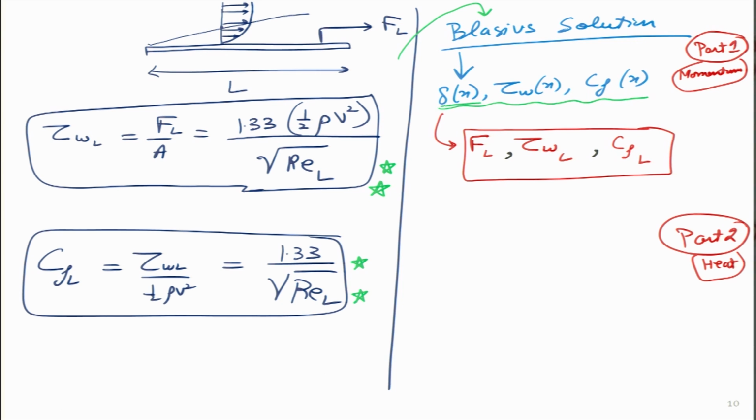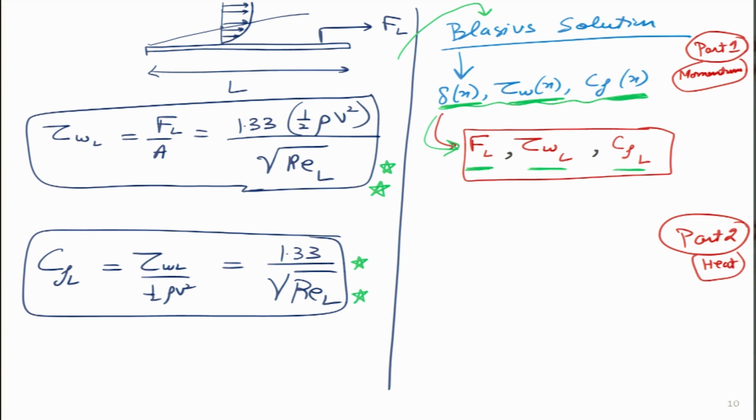It gave us delta as a function of x, which is the thickness of the boundary layer, tau w, the wall shear stress as a function of x, and the coefficient of friction as a function of x. And through our analysis by integration, we have figured out the average values: for the whole plate, how much force is actually being applied by the fluid on the plate, how much is the average wall shear stress, and how much is the average coefficient of friction. So, this step we have taken, and these values we have figured out.